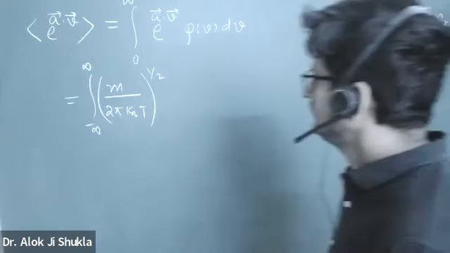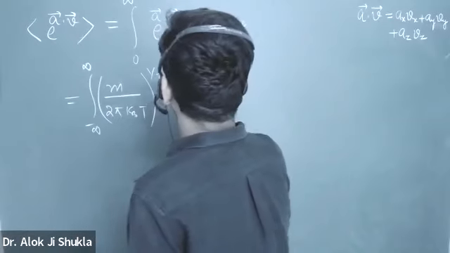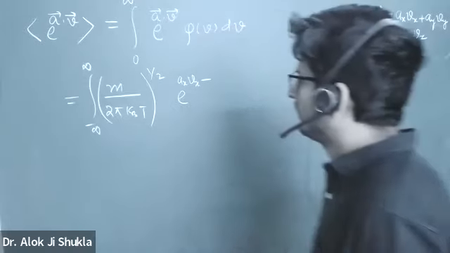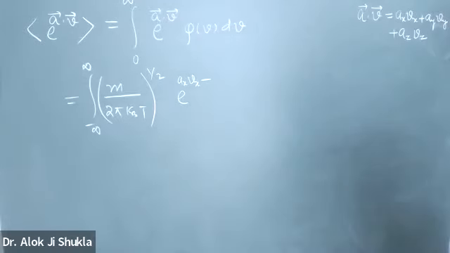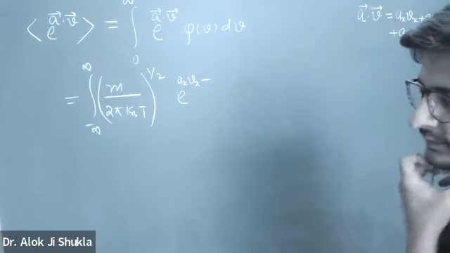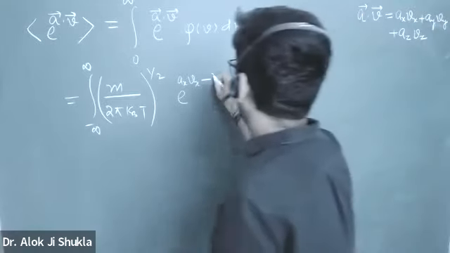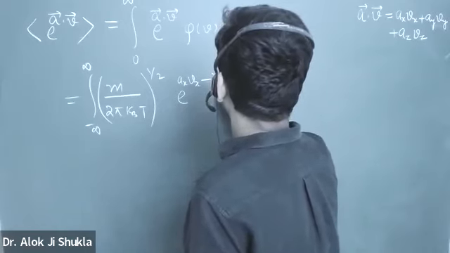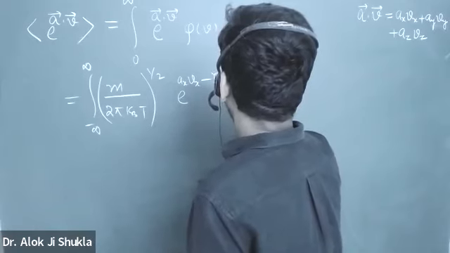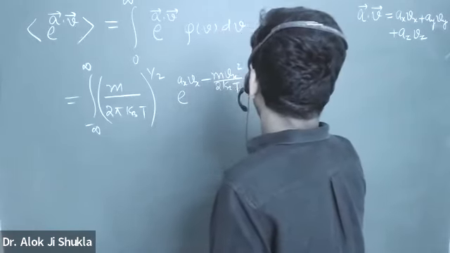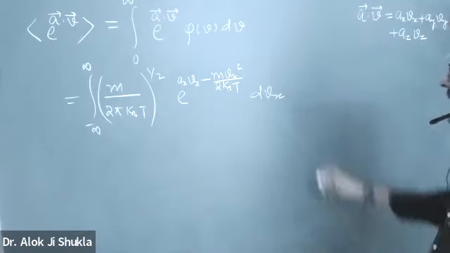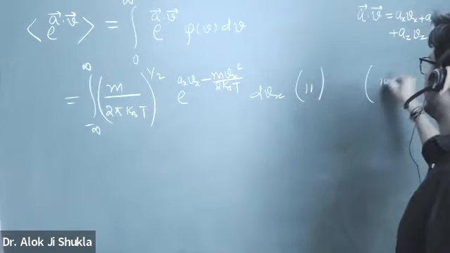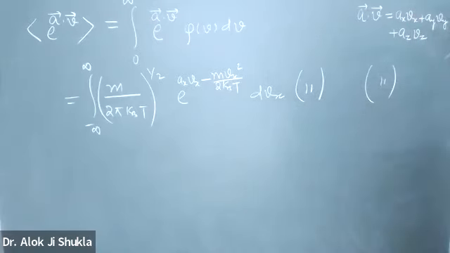And then e to the power ax vx minus, what was there? Beta m v square by 2 kbt. So m vx square by 2 kbt into dvx, and exactly the same for y and exactly the same for z. This you have to understand.